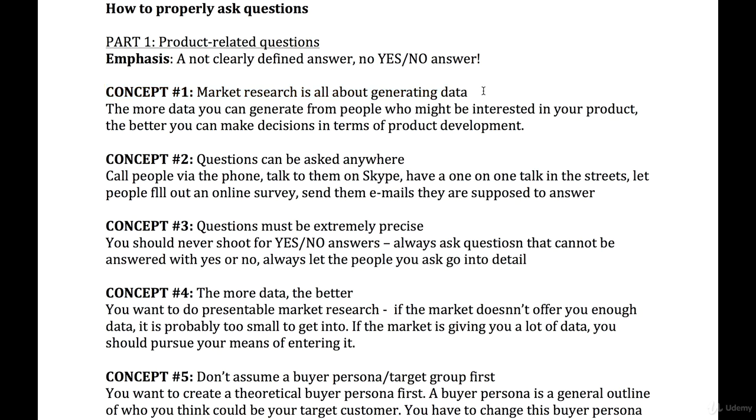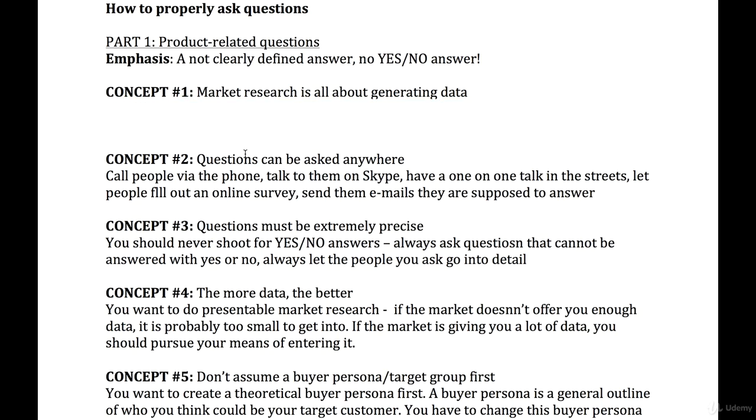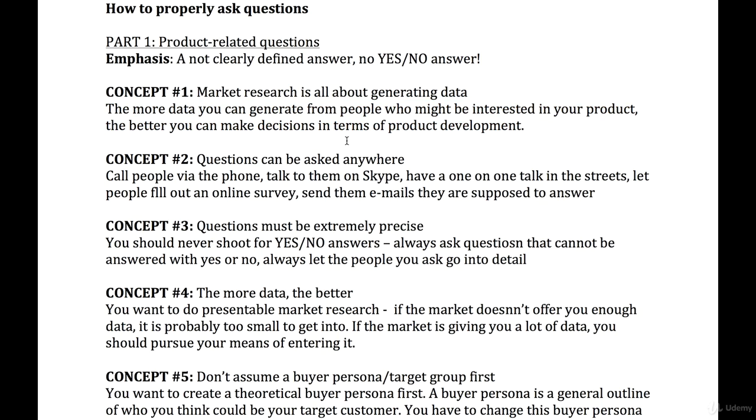This one is called market research is all about generating data. And this is also a little bit like a leap into quantitative market research already, because what I basically say right here is the more data you generate from people who might be interested in your product or who already bought your product, the better you can make decisions in terms of product development or in terms of product improvement.